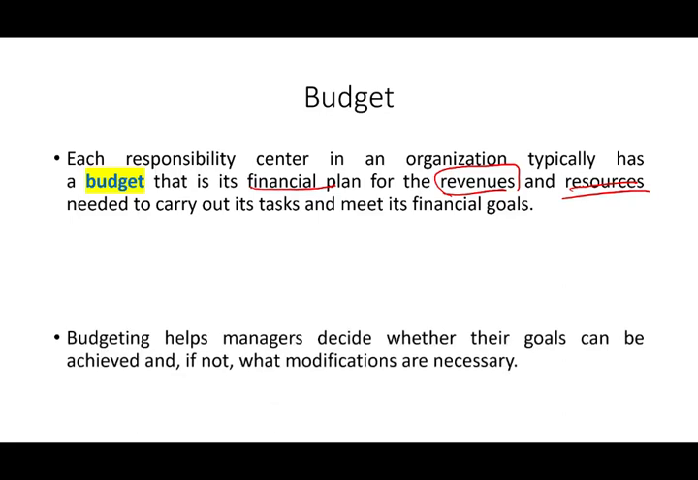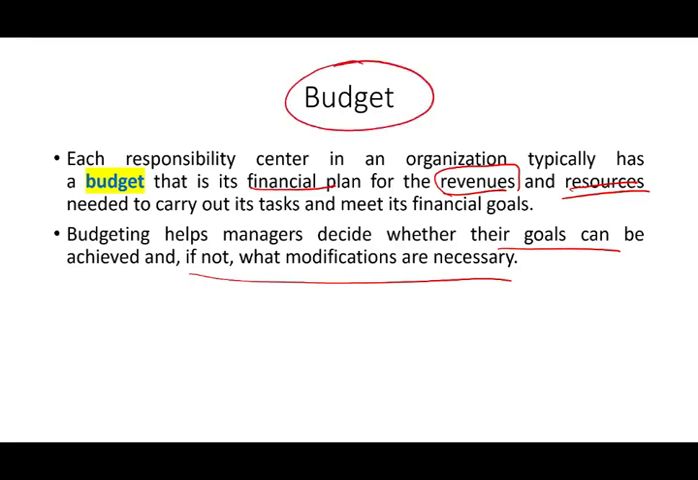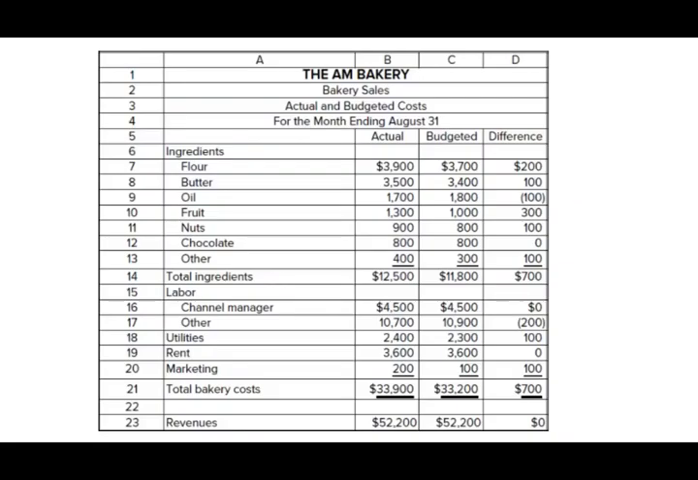So how does budgeting help? It helps managers decide whether their goals can be achieved, and if not, what modifications are necessary. So basically you plan. How do you plan? Well, you put it down on a piece of paper. How do you put it down on a piece of paper? You create a budget for your revenues and your expenses. And don't worry, we're going to have a whole chapter about budget. So this is what a simple budget would look like. We're going to look at a more complicated budget down the road.